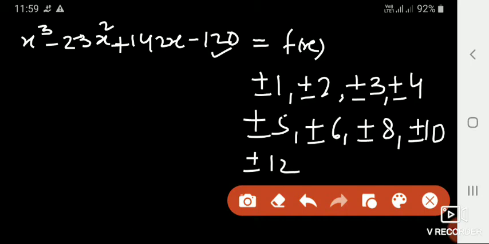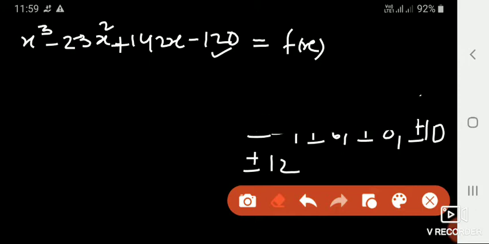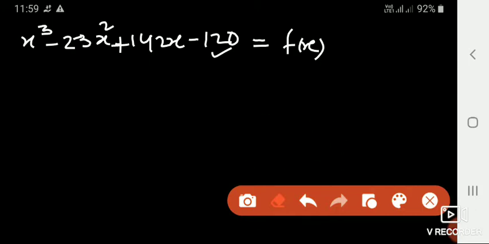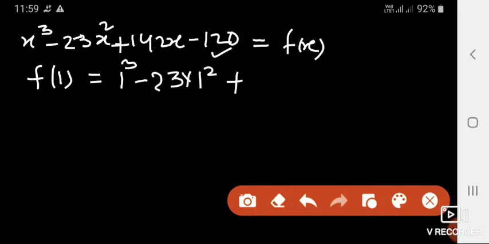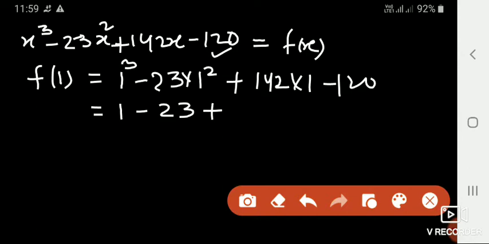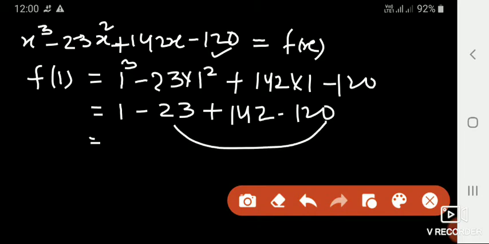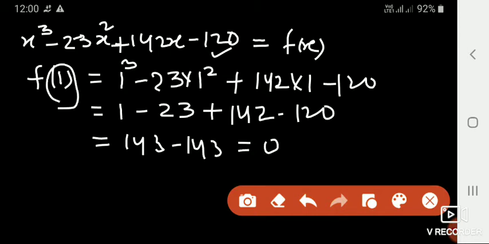Now see, I am going to take the values. First I am going to substitute 1, and definitely we are going to get the value of the polynomial equal to 0. See how. f(1) is equal to 1 cube minus 23 into 1 square plus 142 into 1 minus 120. So it will be 1 minus 23, then 142 minus 120. Now these two terms will give you minus 143, and these two will give you plus 143. So 143 and minus 143, the result is 0.